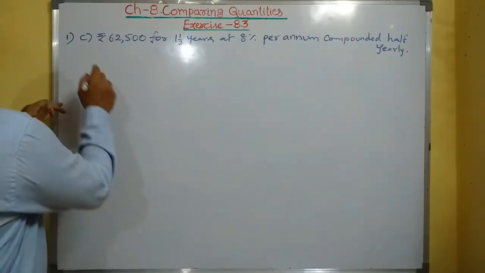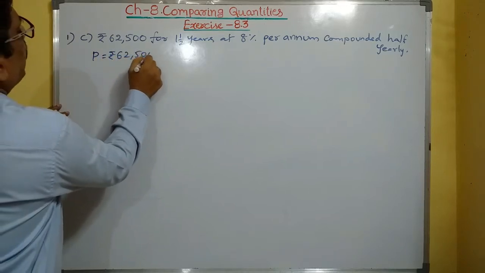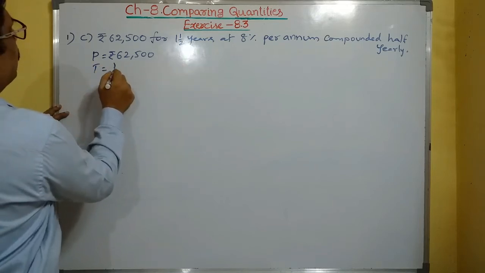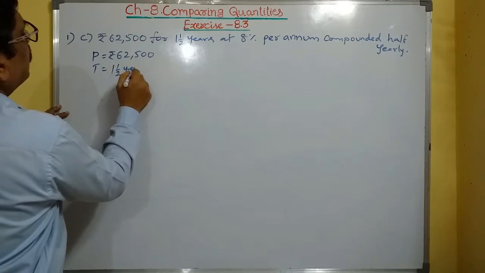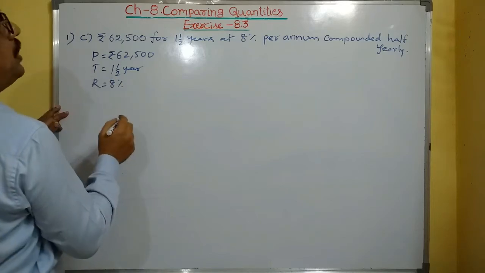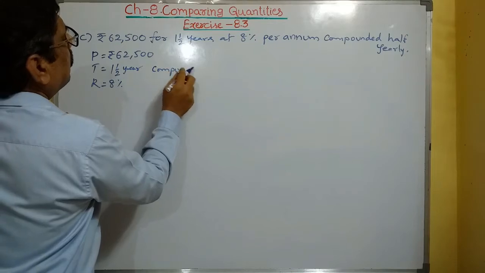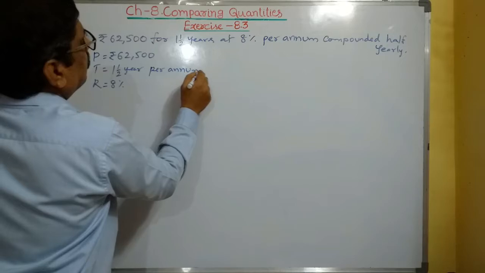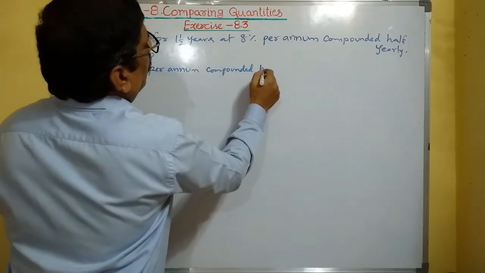Here he has given the principal P is equal to rupees 62,500 and the time is 1.5 year. Rate of interest R is equal to 8% per annum, compounded half yearly, and we need to find N.